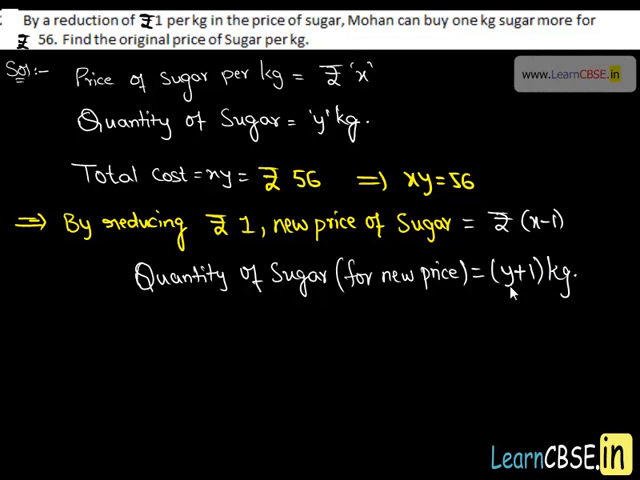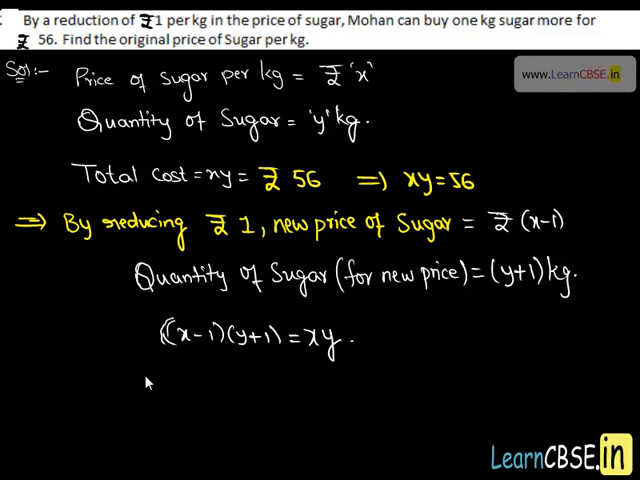Now the total cost for y plus 1 kg is x minus 1 times y plus 1, and it is equal to the original cost, that is xy. Thus we frame this algebraic equation according to the given condition. Let's solve this for x. It is because we have to find out the original price of sugar.